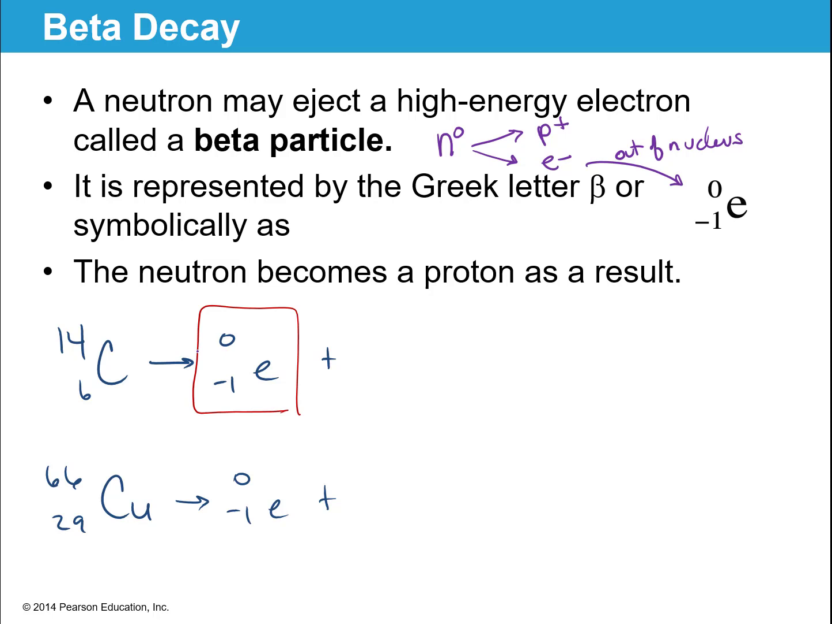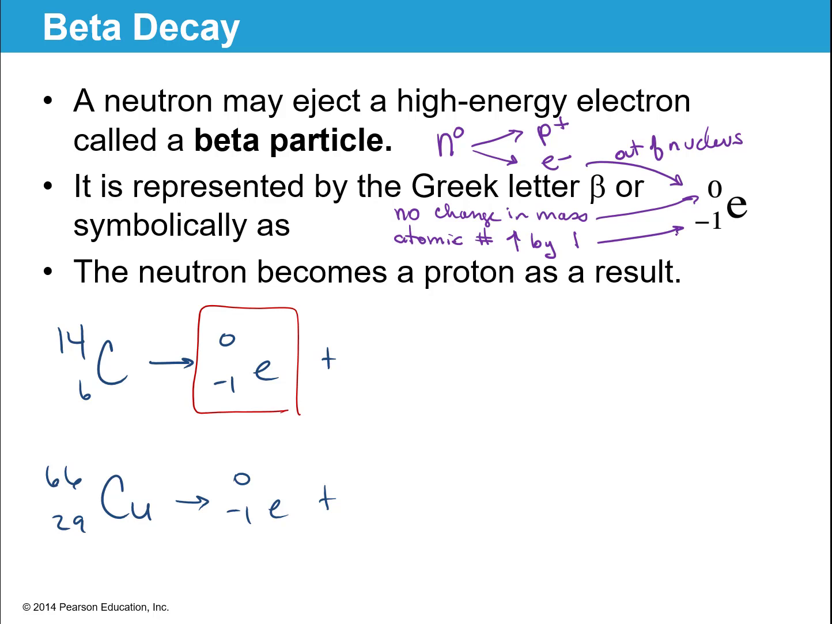So if a neutron has a mass of 1, it gets converted to a proton that has a mass of 1. This is why the mass doesn't change. So there's no change in the mass. See why that's got a 0? It's got the little e with the little 0. But the atomic number is going to increase by 1. That's where that number comes from.